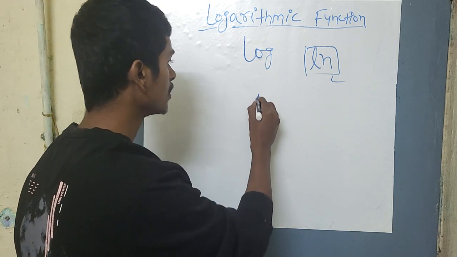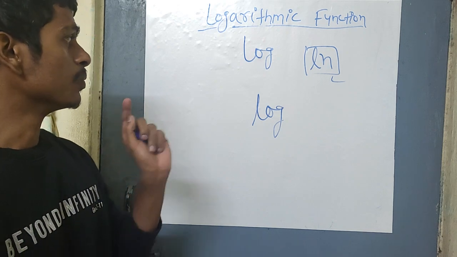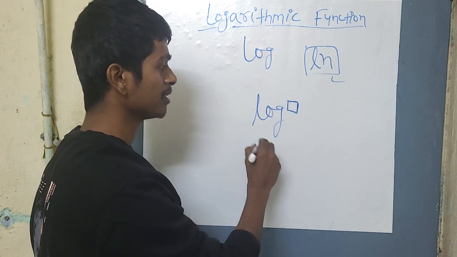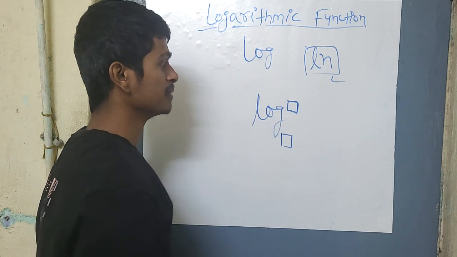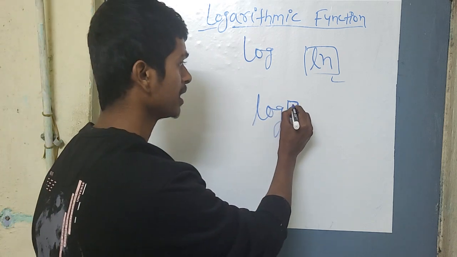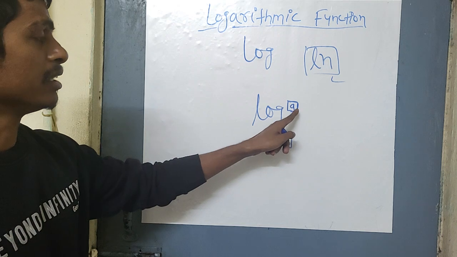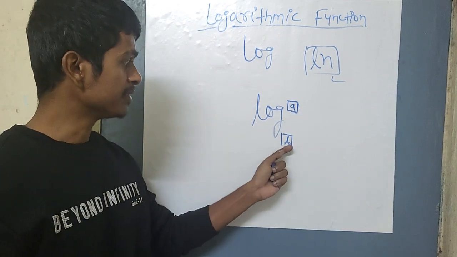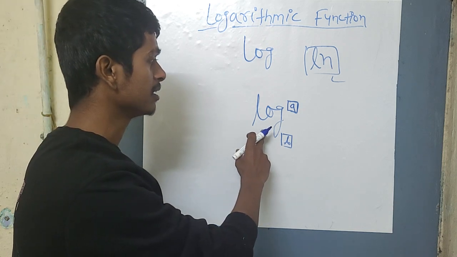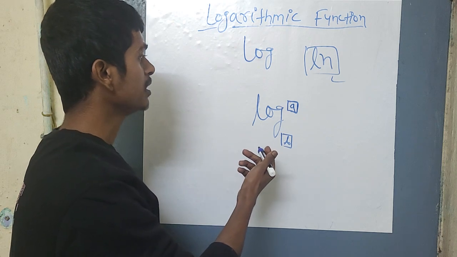Log is actually a two-input function. One input is written on top of this log, and one on the bottom of this log. Suppose I am writing a on top and b at the bottom. This a is called the argument of log, and this b is called the base of log. So this is read as log a with base b.